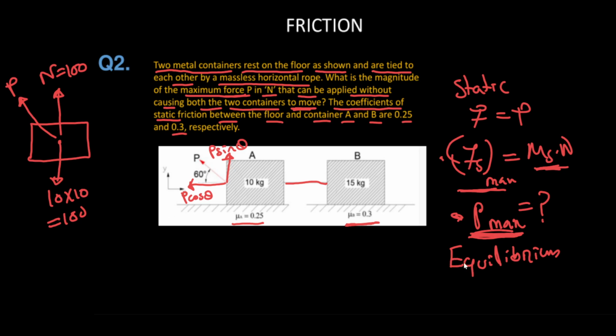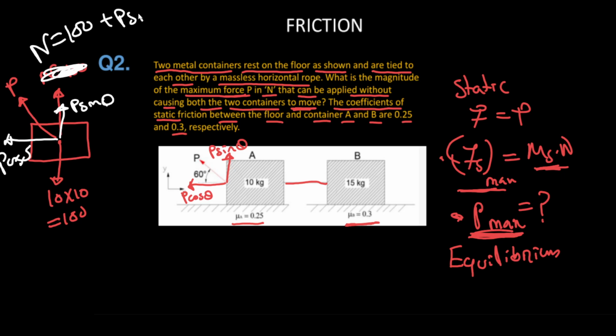If you just resolve it, you get P cos theta and P sin theta. So N is not equal to 100 Newton. N is equal to 100 plus P sin theta. Okay, this is the case.